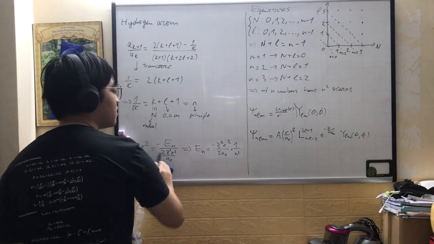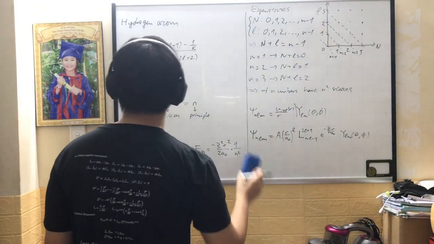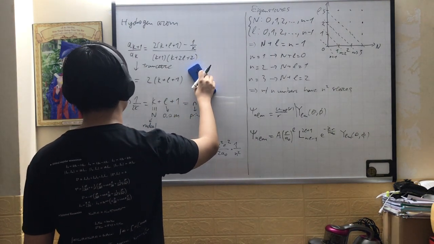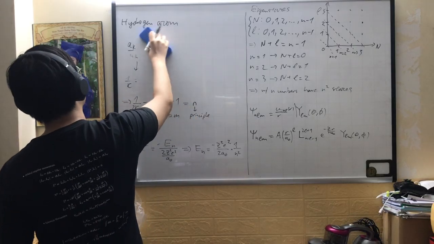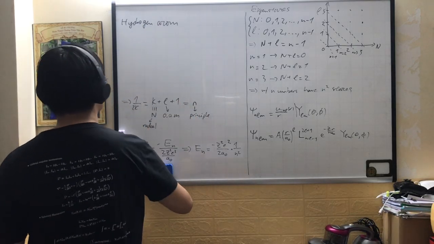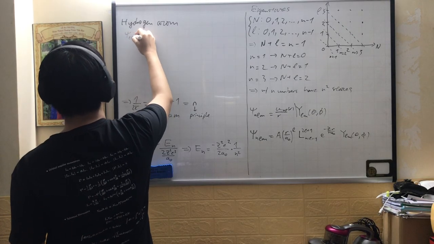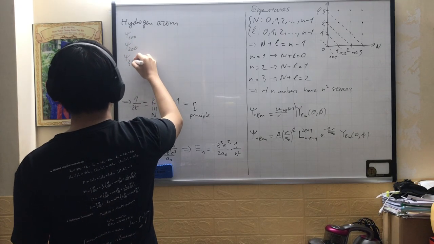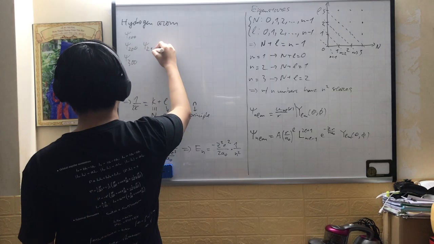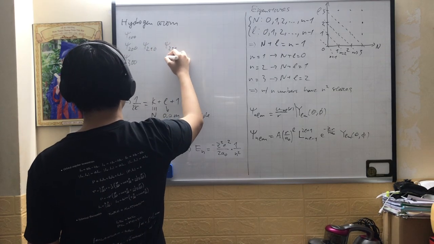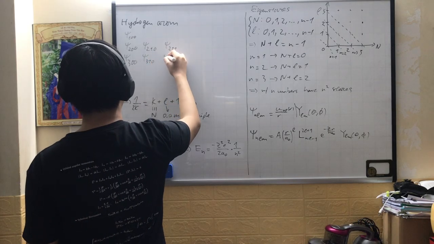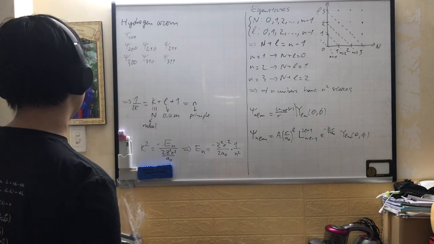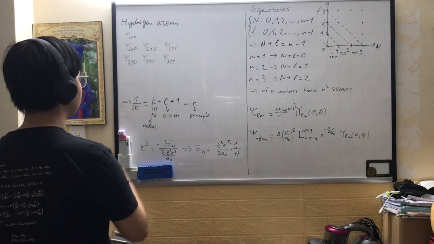Now we shall take a look at some examples of these wave functions. Okay, so erase this part. So today we're going to take a look at psi 100, psi 200, psi 300, and 210, 211, 310, and 311. I think these are the most important, maybe 4 as well, but you can just know the pattern here.